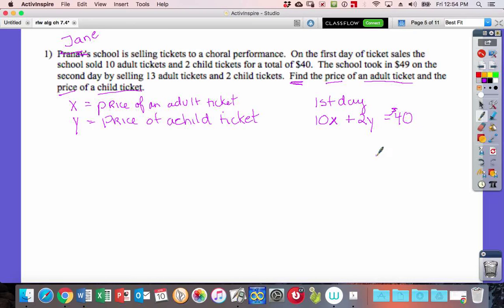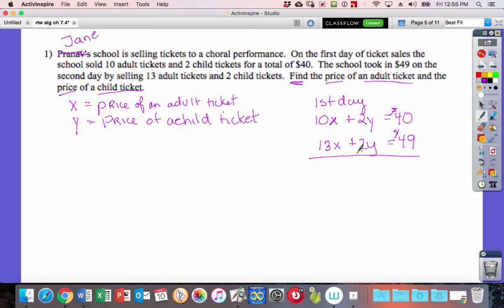Okay, let's look at the next one. It says the school took in $49. So now the 49 I'm going to put over here. They got $49 on the second day by selling 13 adult tickets, and also 2 child tickets. Okay, so if I can solve this system, I can tell you how much the adult tickets cost and how much the child tickets cost.